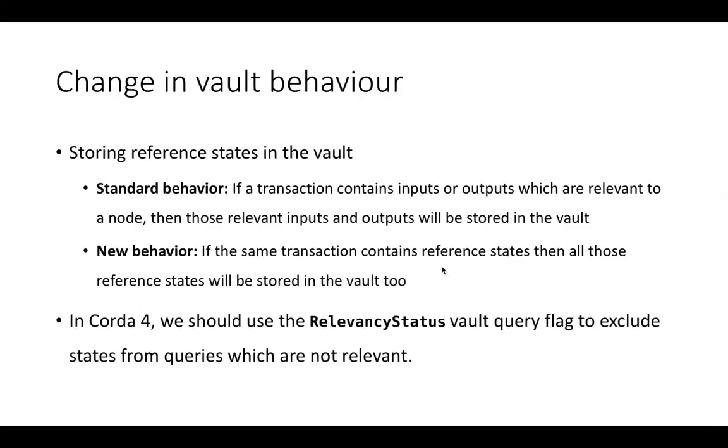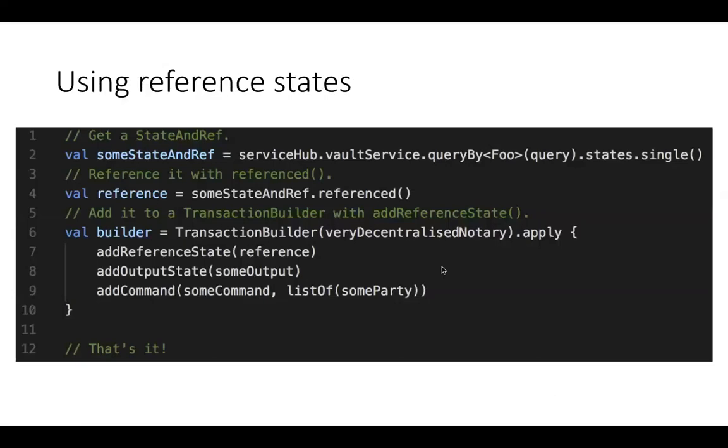Okay. So how do you actually use reference states? It's probably one of the most important questions in this presentation. Well, it's actually pretty easy. All you need to do is get a state. Here, I'm using type inference, but this is a StateAndRef here from the vault. So we're getting a single state from the vault, and it's a type StateAndRef Foo.